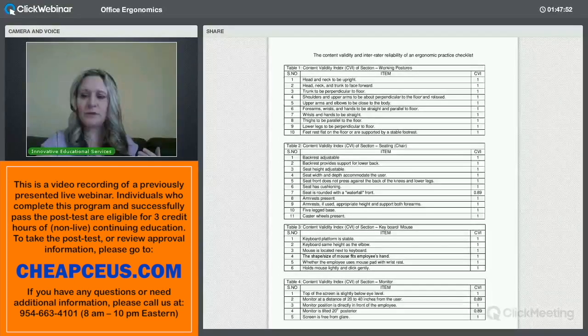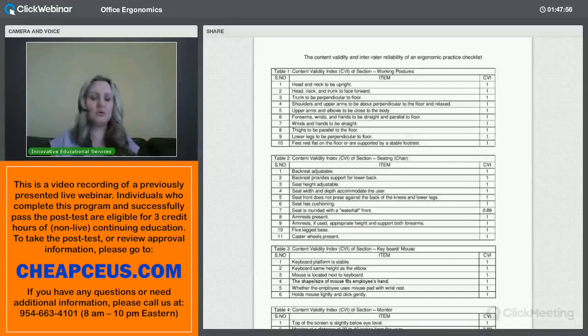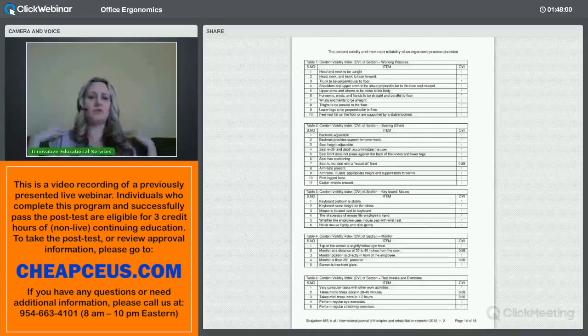And let's see if I can zoom in here for you. So it's like a yes-no type of tool, like is the head and neck upright? Are the shoulders and arms perpendicular to the ground and parallel? You know, is the forearm parallel to the chair and the surface? And it's a yes, no.